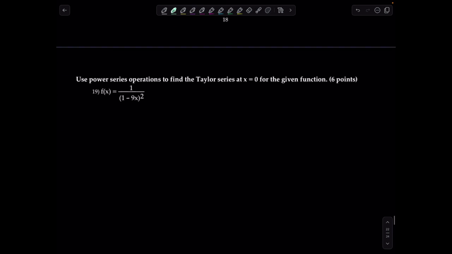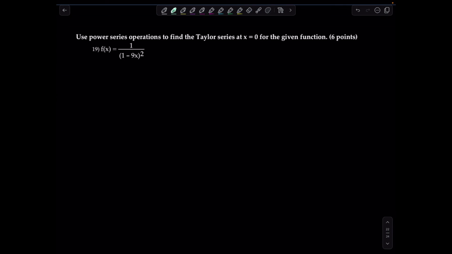Next, use power series operations to find the Taylor series at x equals 0 for the given function. When they say Taylor series at x equals 0, that's the same as a Maclaurin series. But what they want us to do in this case is use power series operations. So I'm not going to use the definition for a Maclaurin series. Power series operations means we're going to take advantage of the fact that we can differentiate and integrate power series and all of that sort of stuff in order to come up with the Maclaurin series or power series representation for this function here, f of x.